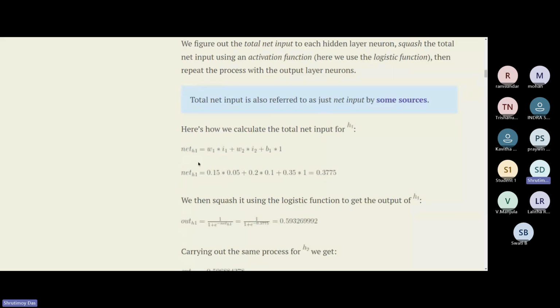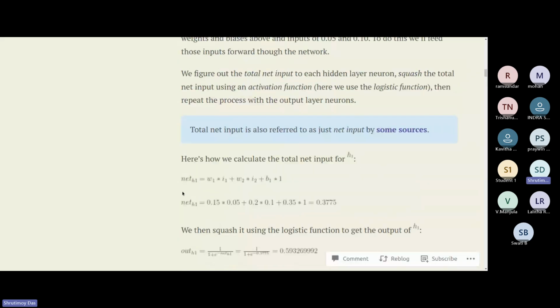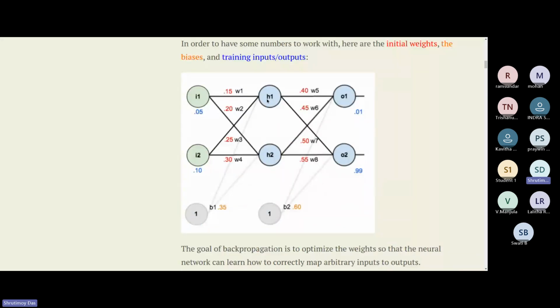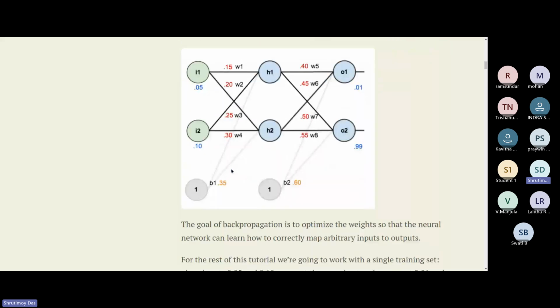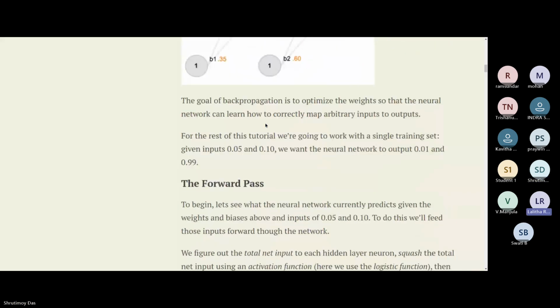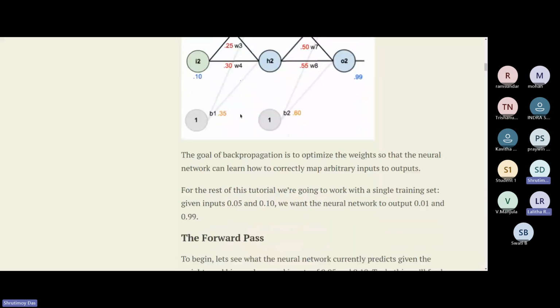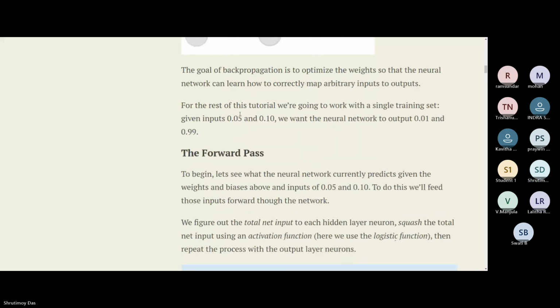So there is this net H1. What is the output that you get at H1? That will be your 0.05 times this weight and 0.25 times this weight, and then there is a bias of 0.35. This is without any activation, just a simple summation.